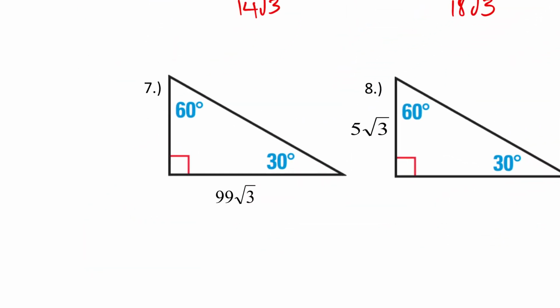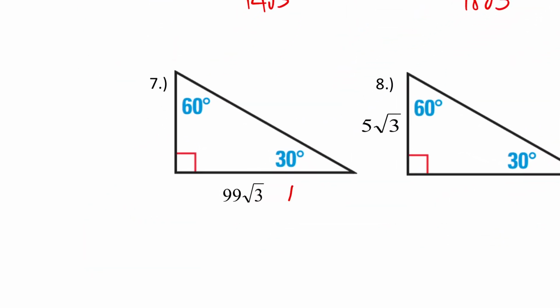All right, number 7. So the long leg is 99 square roots of 3. How long is the short leg going to be? 99. When you divide by the square root of 3, that's just going to cancel that off. We'll cancel it to 1. And then how long is the hypotenuse? It's 198.